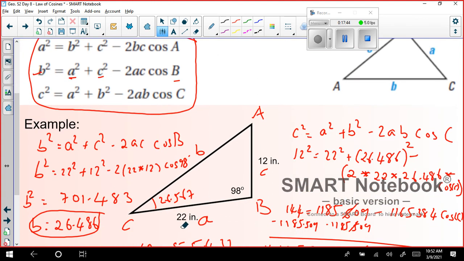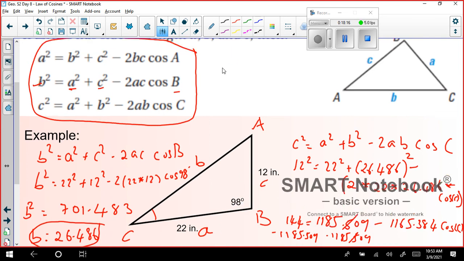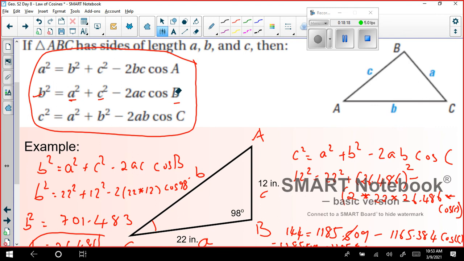They have given us 12 inches as this particular side small c, and a, which is 22 inches, opposite to angle A, and angle B is given as 98 degrees, but the side b I don't have the value of as of now. To start with, they have given us only this. Whenever they give you a, c and angle B, we have to use this particular equation.